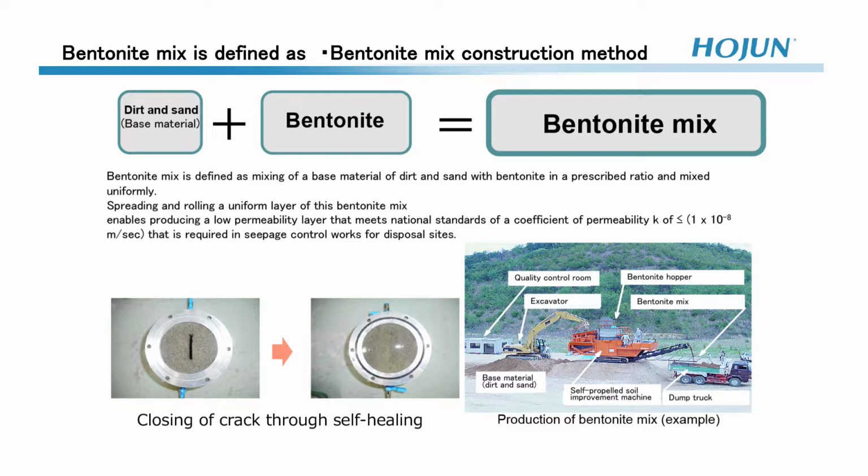Furthermore, in the event that a crack does occur, it has a self-healing function and maintains seepage control characteristics. For the production of dirt mixture at the site, it may be possible to reuse the dirt generated at the site as the base material, depending on the physical properties of the dirt. This would reduce the amount of dirt generated due to construction, and based on effective use, is also beneficial from an environmental and cost standpoint.